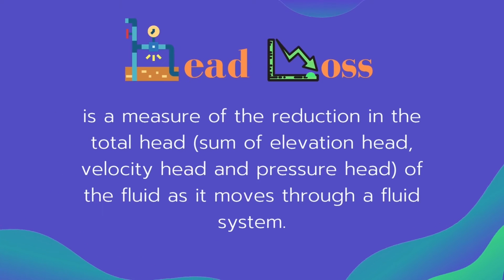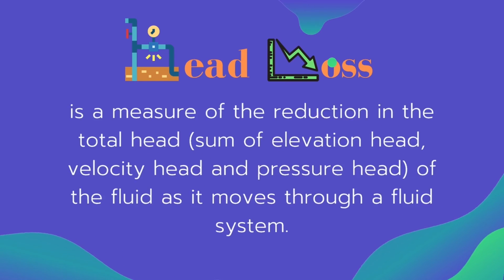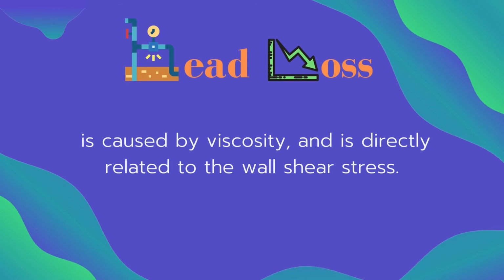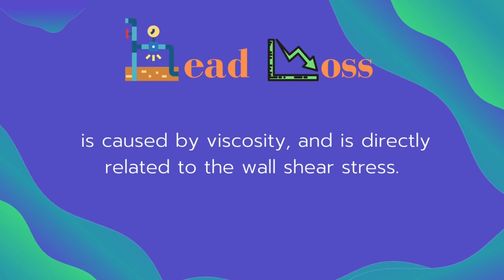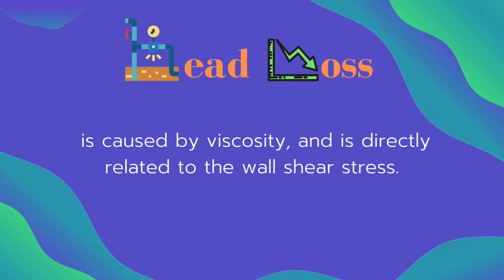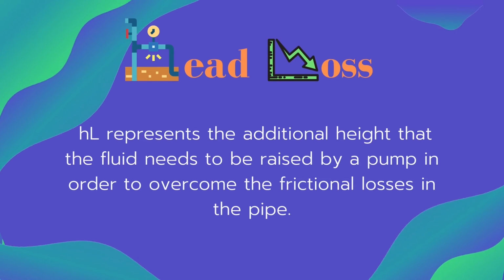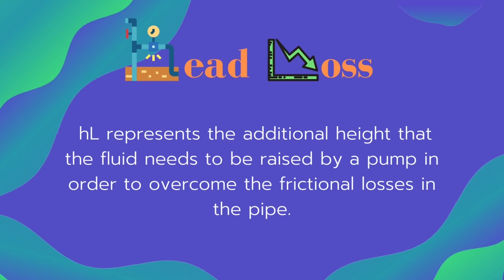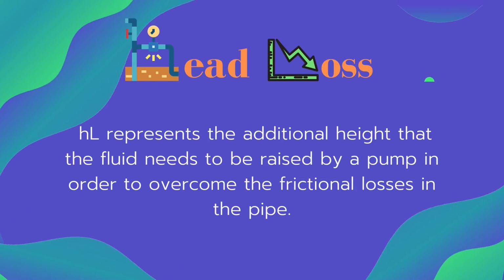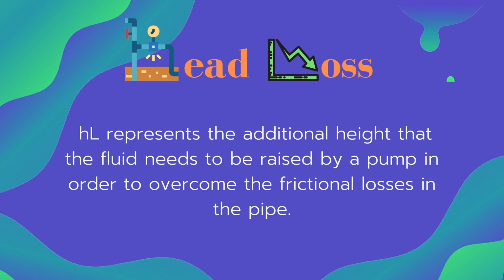Head loss. Head loss is a measure of the reduction in the total head of the fluid as it moves through a fluid system. It is caused by viscosity and is directly related to the wall shear stress. Head loss, or HL, represents the additional height that the fluid needs to be raised by a pump in order to overcome the frictional losses in the pipe.